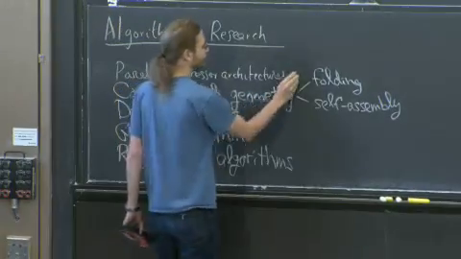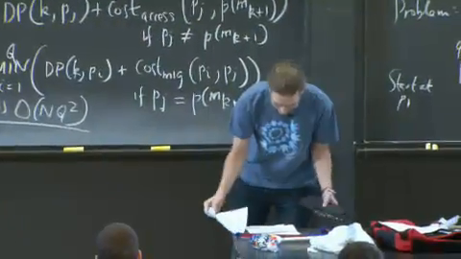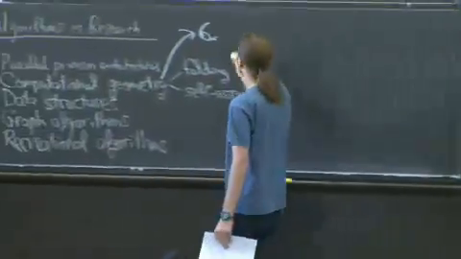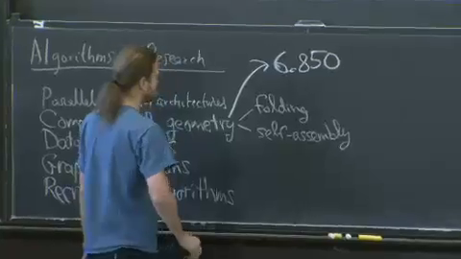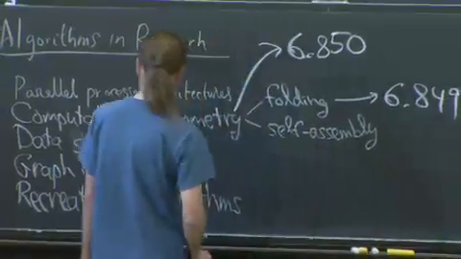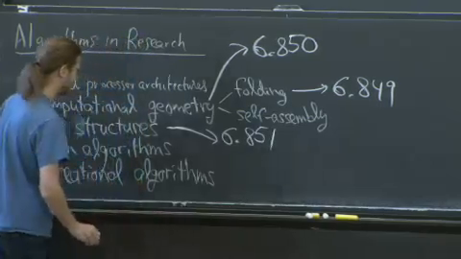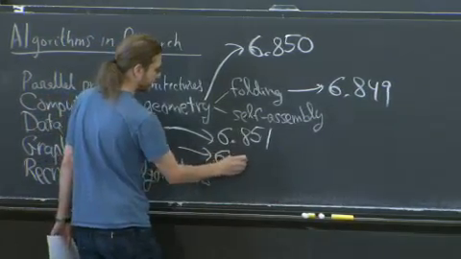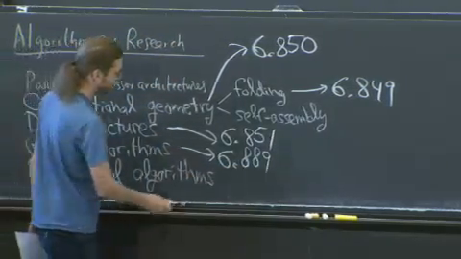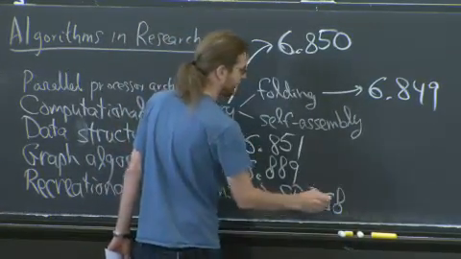Computational geometry in general is, I'm not going to remember all the numbers. 850? 6850. That's a class I don't teach. Folding is 6849. Data structures is 6851. And graphs was being taught this semester in parallel with this class, 6889. And recreational algorithms isn't fully covered, but you could check out SP268, which was offered last semester.